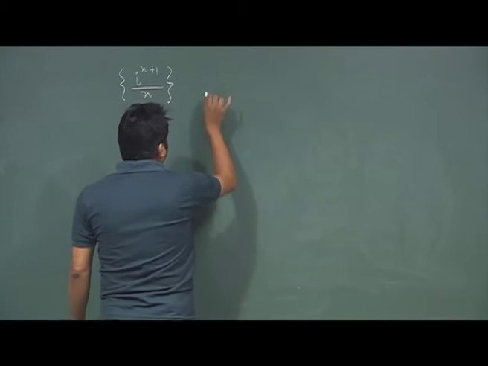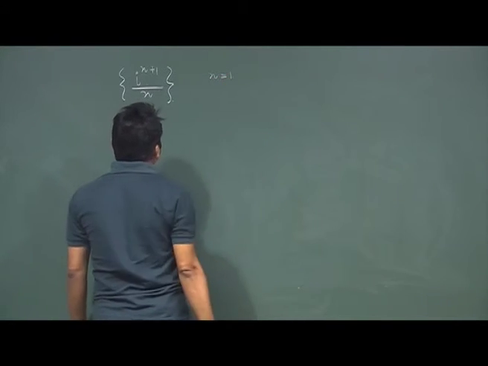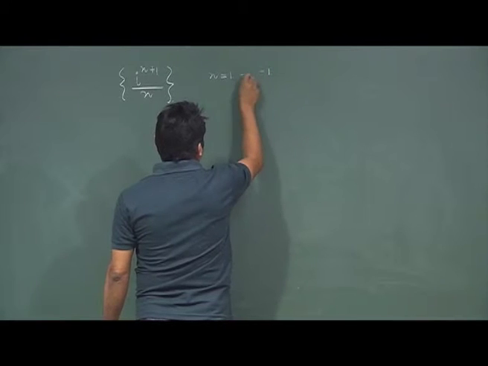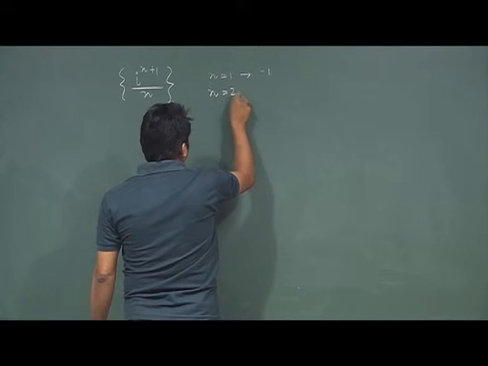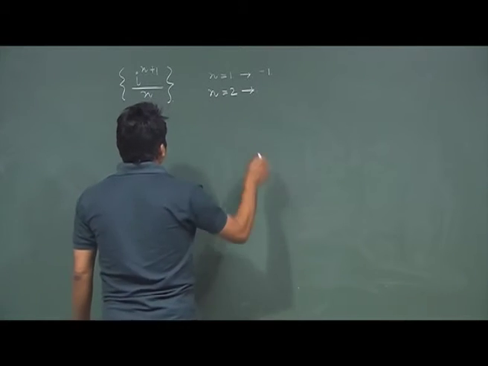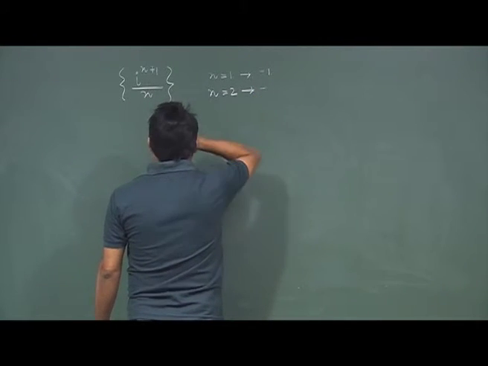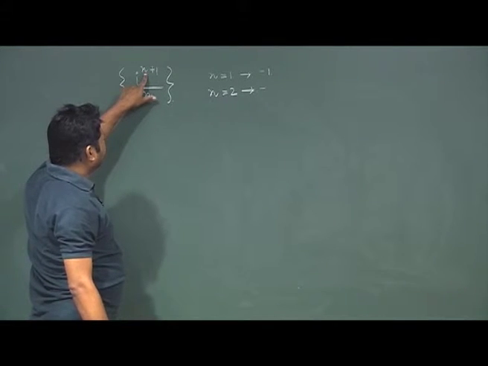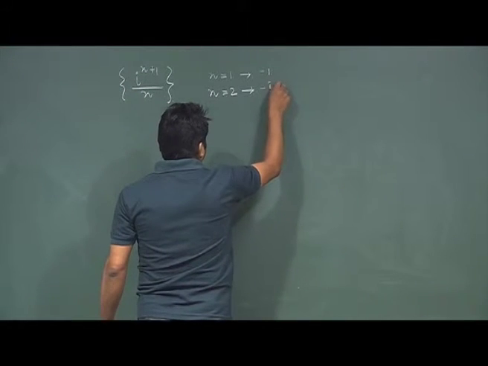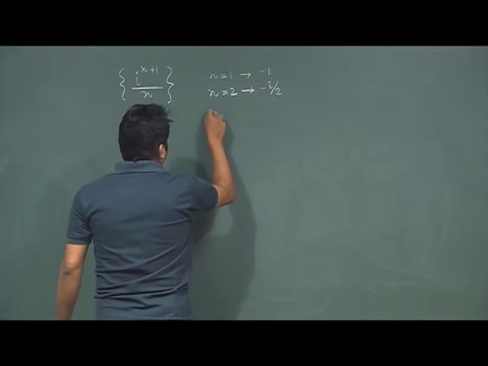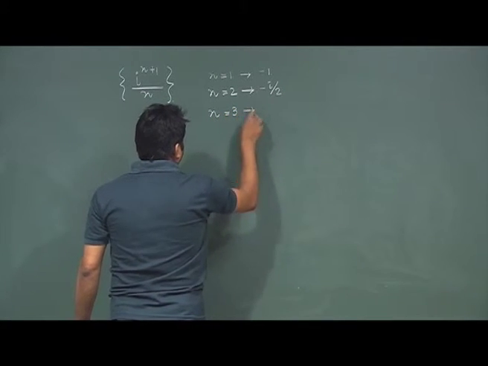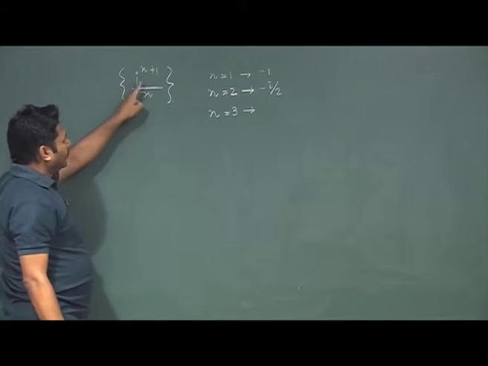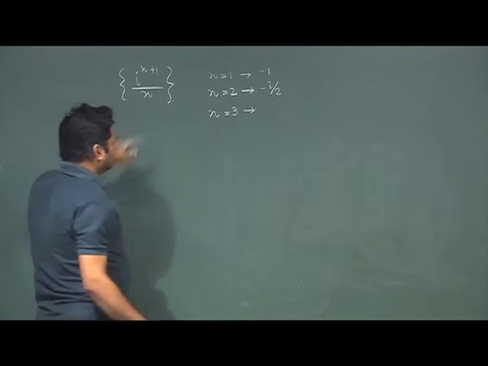So when n is equal to 1, I have minus 1. When n equal to 2, it is 3, so minus i by 2. When n equal to 3, I have 3 plus 1, 4, i to the power 4 is 1 and it is 3. So 1 by 3.